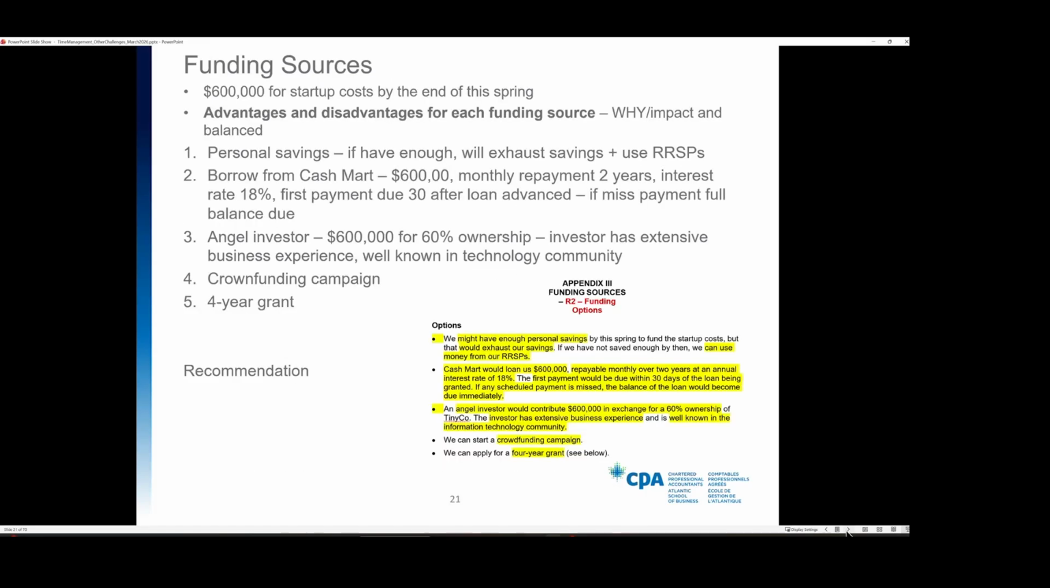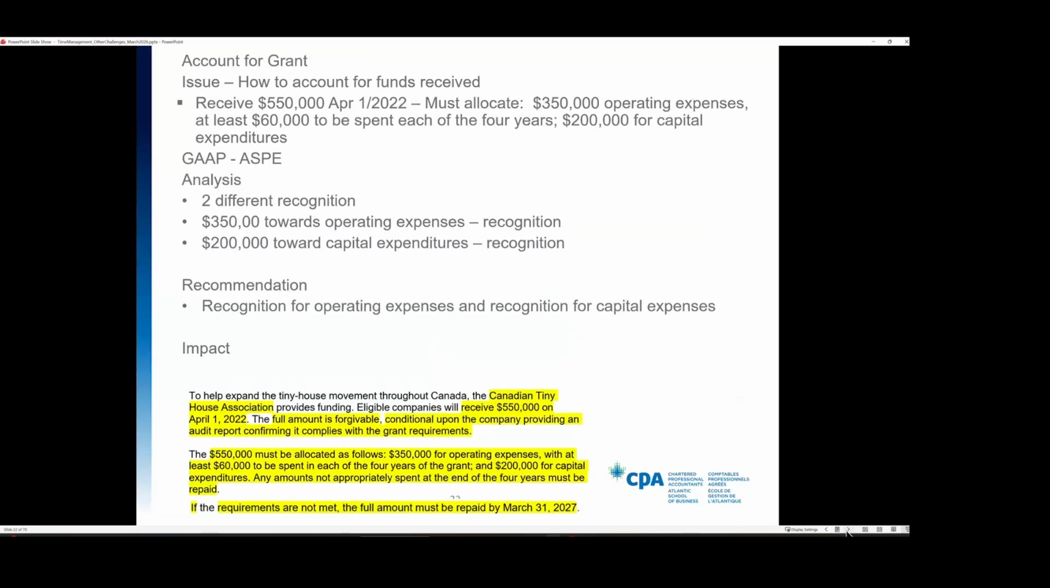So here is Appendix 3. Here are the different funding sources. So I'm going to extract the relevant information. There's 5 different sources. They're providing me with some facts. So I'm just going to extract it right now. Later on, I will divide it and have advantages and disadvantages for each of those options. And then, of course, provide the user with a recommendation.